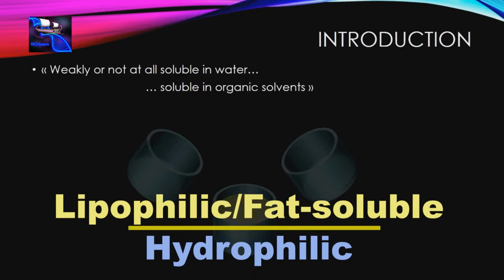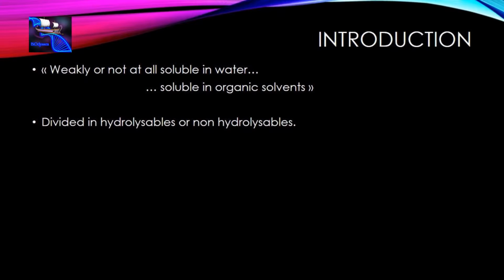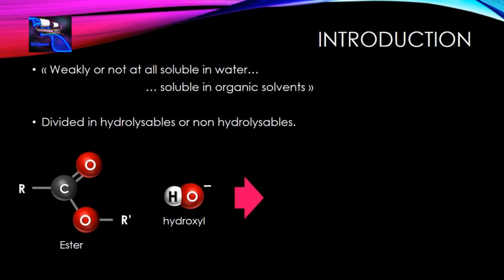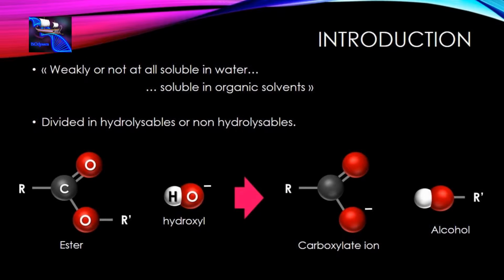Lipids are divided in two categories, according to whether they are hydrolyzable or not. Hydrolyzable means that they can eventually decompose to smaller molecules. Let's take the example of the hydrolysis of an ester by a hydroxyl anion that you can find notably in water. This reaction will produce a carboxylate anion and an alcohol.